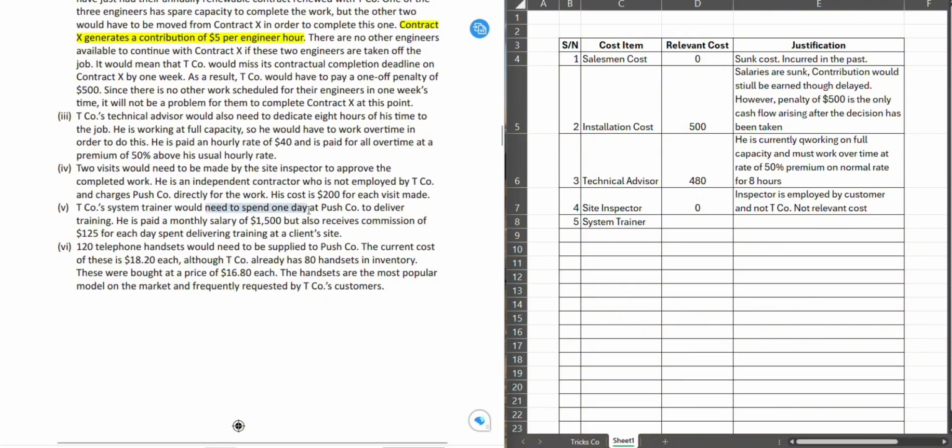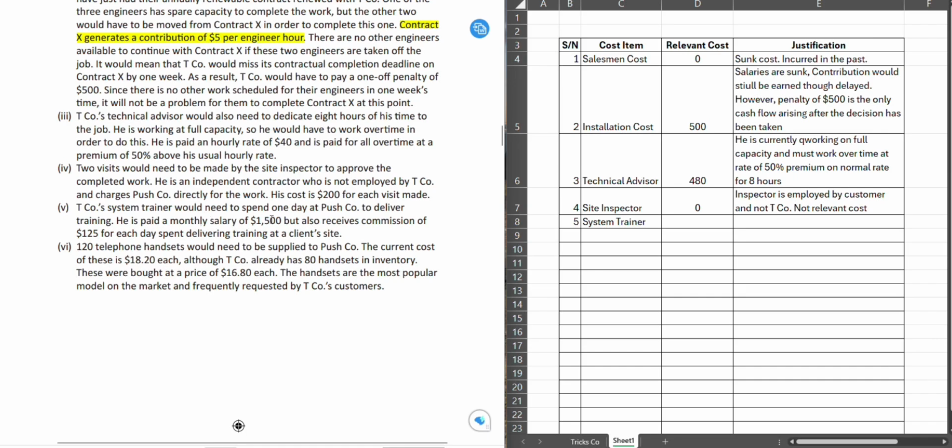Would need to spend 1 day at PUSHCO to deliver training. So they will have to train people. And is paid a monthly salary of $1,500, but also receives commission of $125 for each day spent delivering training at client site. Interesting. The guy is on a monthly salary of $1,500. So whether we take the new job or we don't take the new job, he's going to collect his monthly salary. He's being paid every month. He's not paid per job done. He's not paid per hour.